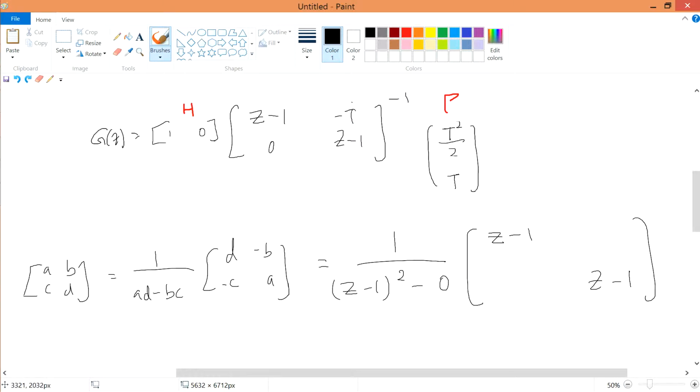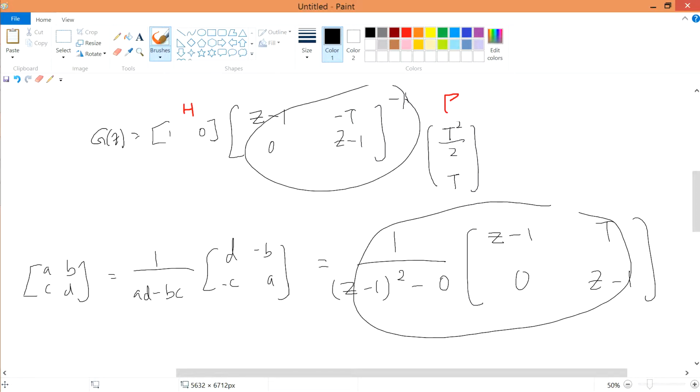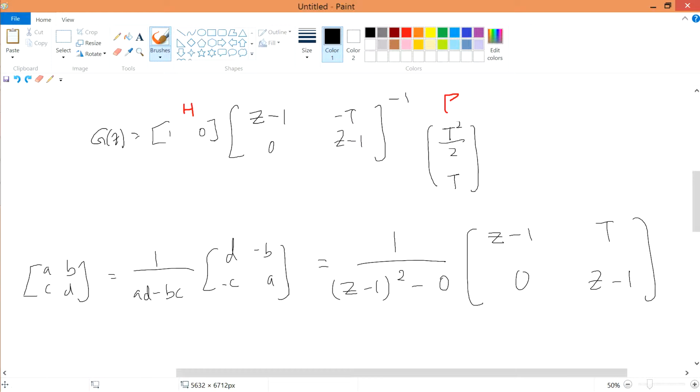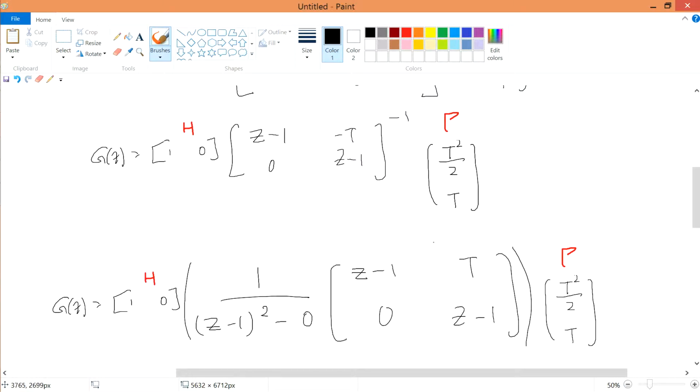So this minus T becomes T because I flip the negative side. This 0 is simply just 0. And this thing over here is your inverse. Let me just rearrange a little stuff for a while. Therefore I have this representation of the inverse, while the rest are the same. You can check it on your own.